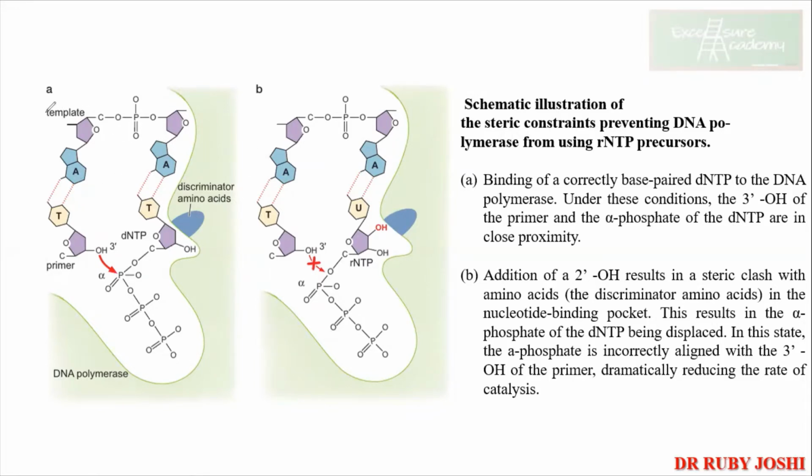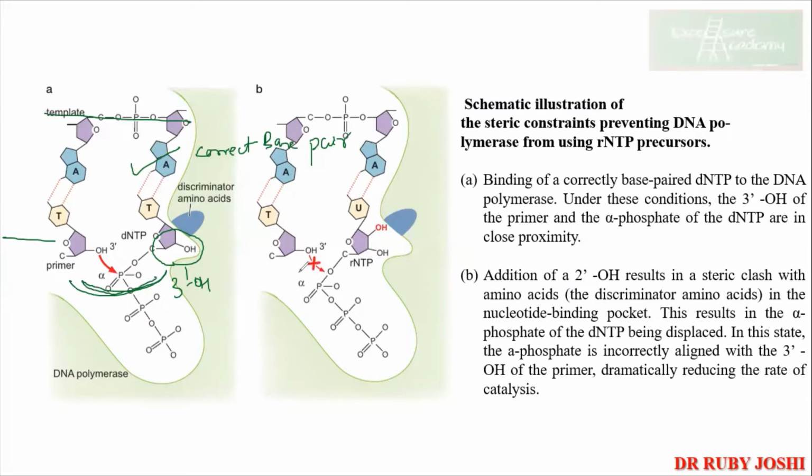This is again the same. You have the template, and this is your primer, 3-OH, again attacking. Now, in the previous figure, we saw that it is making a correct base pair. So it is going to make a correct base pair first. This was the first condition. This correct base pair is going to allow your 3-OH to sit into this pocket, and then only the 3-OH is going to attack at the alpha phosphate, because the alignment is going to be proper.